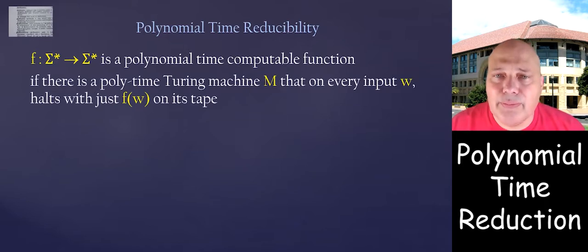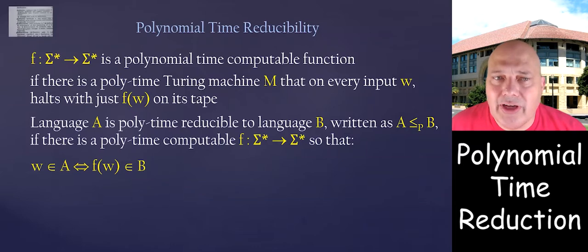if there is a polynomial time Turing machine M that on every input w halts with just f of w on its tape. So if M starts with w on the tape, when it halts, it has f of w on the tape. This part is exactly like what we had for mapping reduction in general. So this is just a computable function. But here we want this Turing machine to run in polynomial time. So there should be some c such that this machine runs in time bounded by n to the c for any input length n.